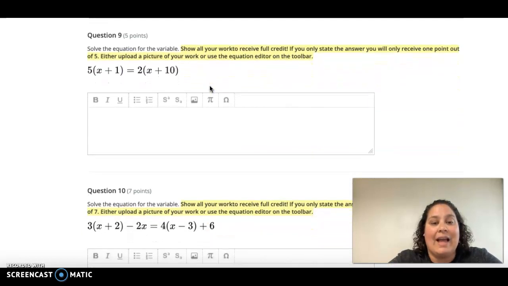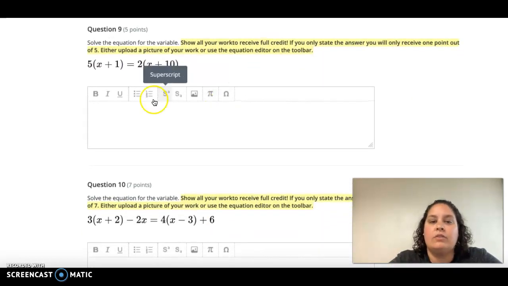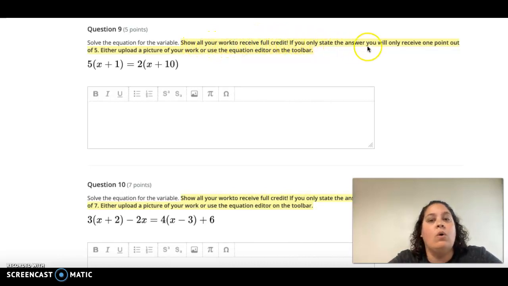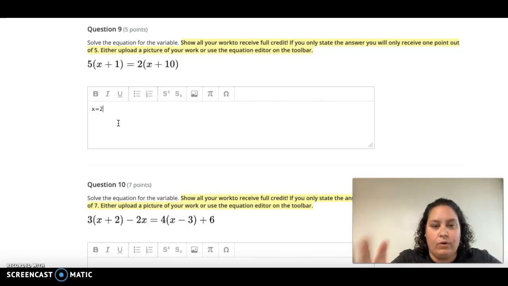I want to point out these last 2 problems because these are the ones that a lot of students are struggling with. And that is where it says solve the equation for the variable, and then I highlighted this in yellow so that everyone would pay attention to it. Show all of your work to receive full credit. If you only state the answer, you will only receive 1 point out of 5. So if you solve this problem right and you say the answer is x equals 2, who knows if that's it or not, you will only get 1 point out of 5. You will lose the other 4 points because you did not show your work.